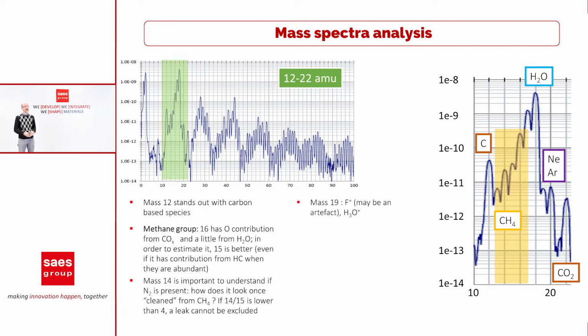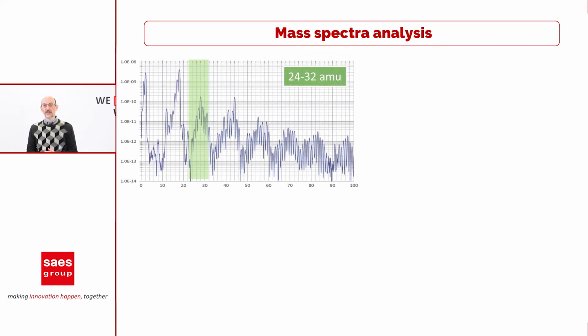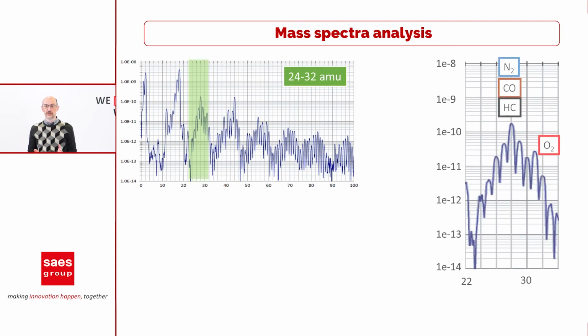Mass 18 is clearly the water main peak, while 19 is mainly due to H3O+, which is 0.1% of 18. 19 can contain also fluorine, which anyway may be due to an artifact, as we will see later. Then we have 20, which is the mass of neon and argon++, while mass 22 is likely CO2++ or an isotope of neon. Third part, 24 to 32 atomic mass units.